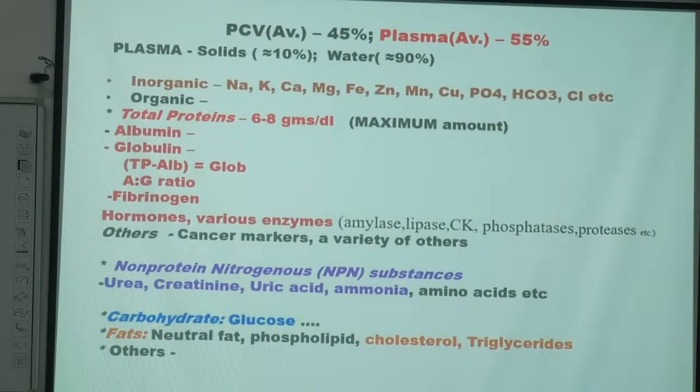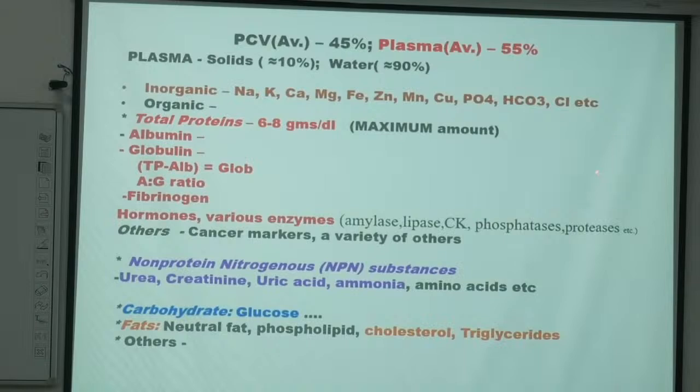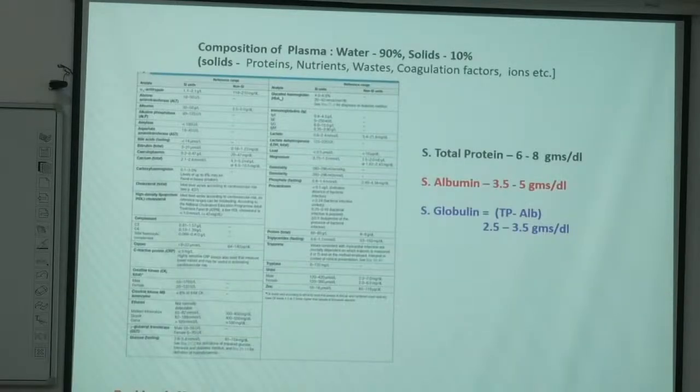So, in the blood, if you see, PCV is about 45% and plasma is 55%, and in the plasma many things are dissolved. Inorganic, organic molecules, and total proteins are present in the maximum amount, that is in the gram concentration. Do not ever forget that it is present in the highest concentration, and there are other things which are present. So, composition of blood is basically 90% water, 10% solid, and today my thrust area is this one, that is protein.